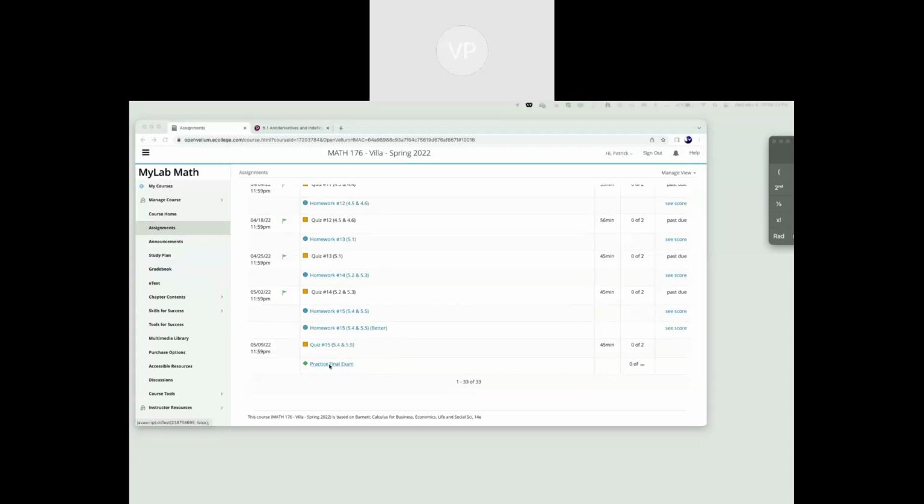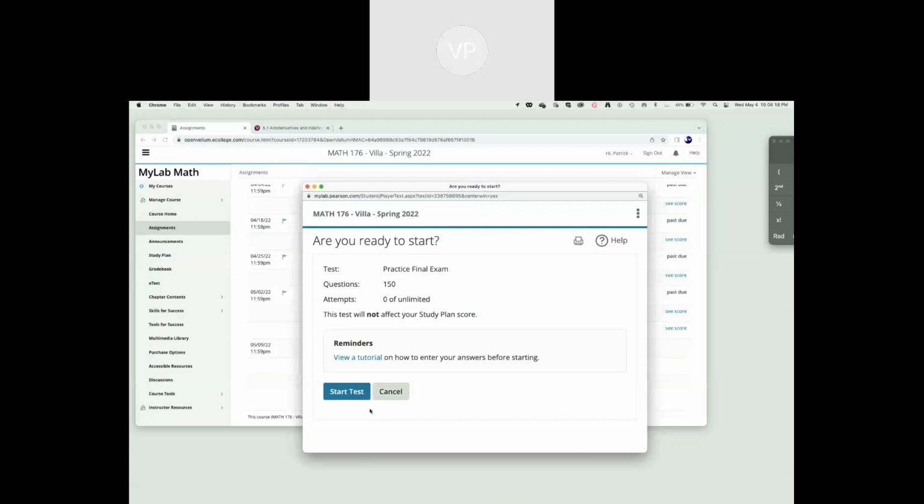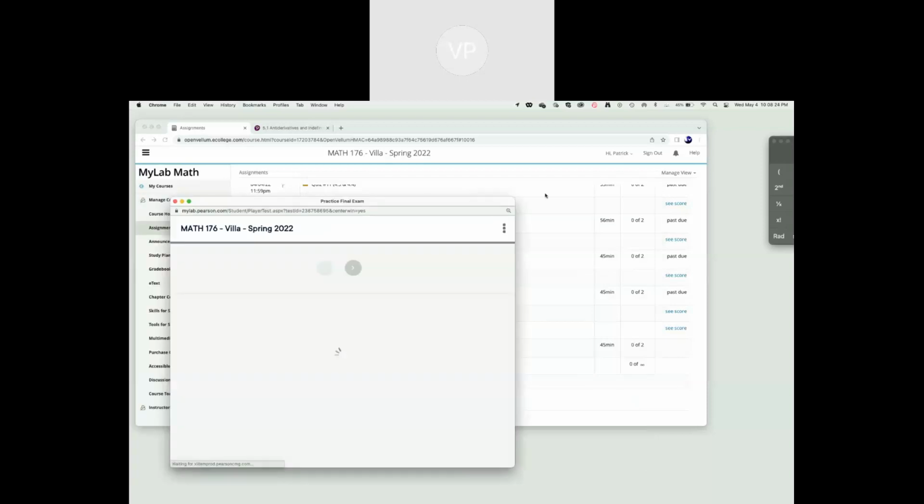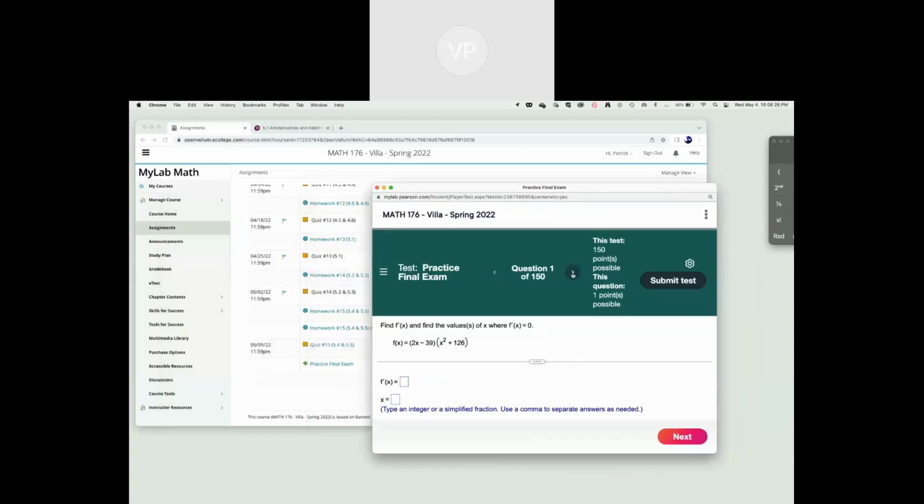If you were to click into it, it's going to say it allows you to simulate like you're taking a test. Now remember, it does not count. It's practice. So go ahead and start it. And I do have that set up where you should be able to take it multiple times. There's 150 questions here. Okay, so let me tell you.